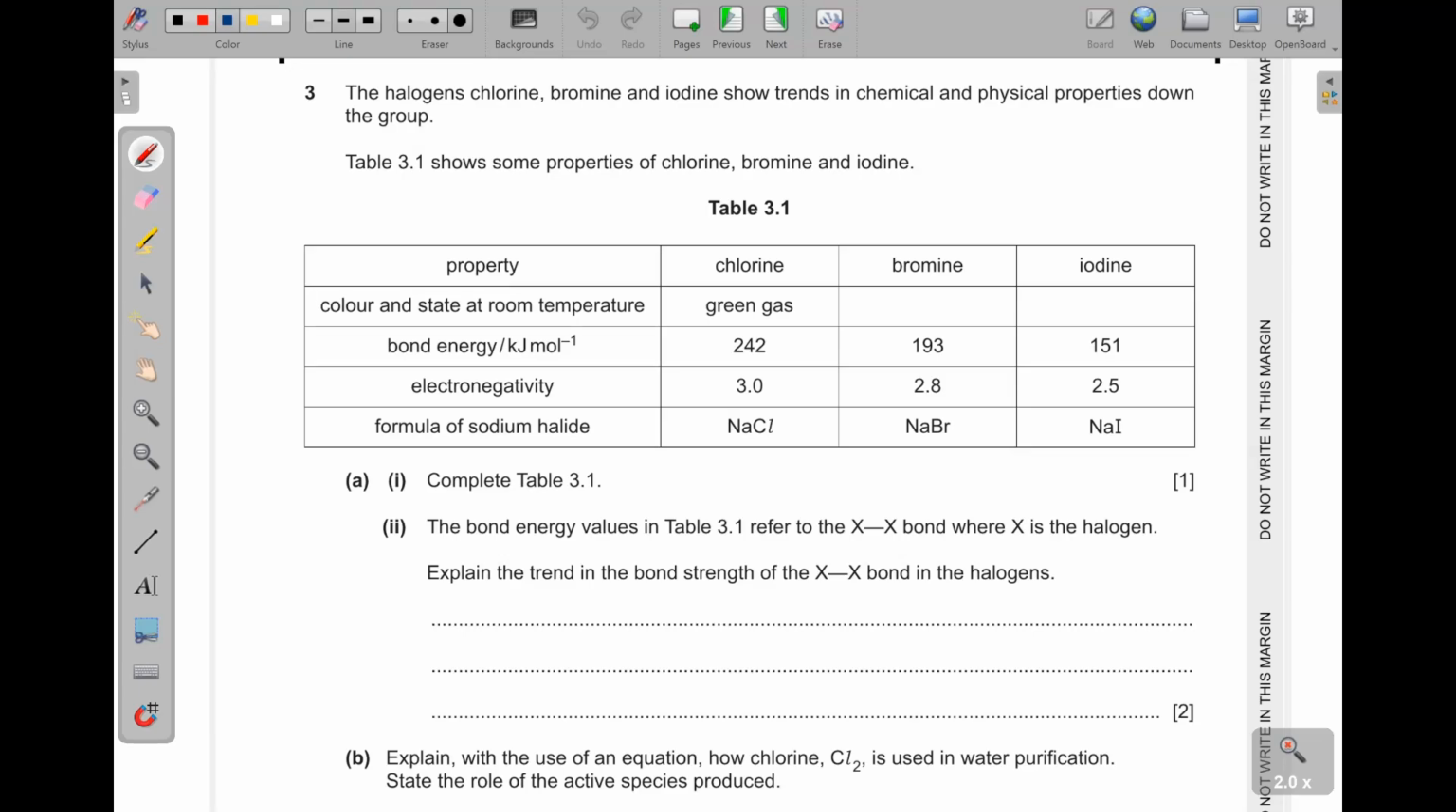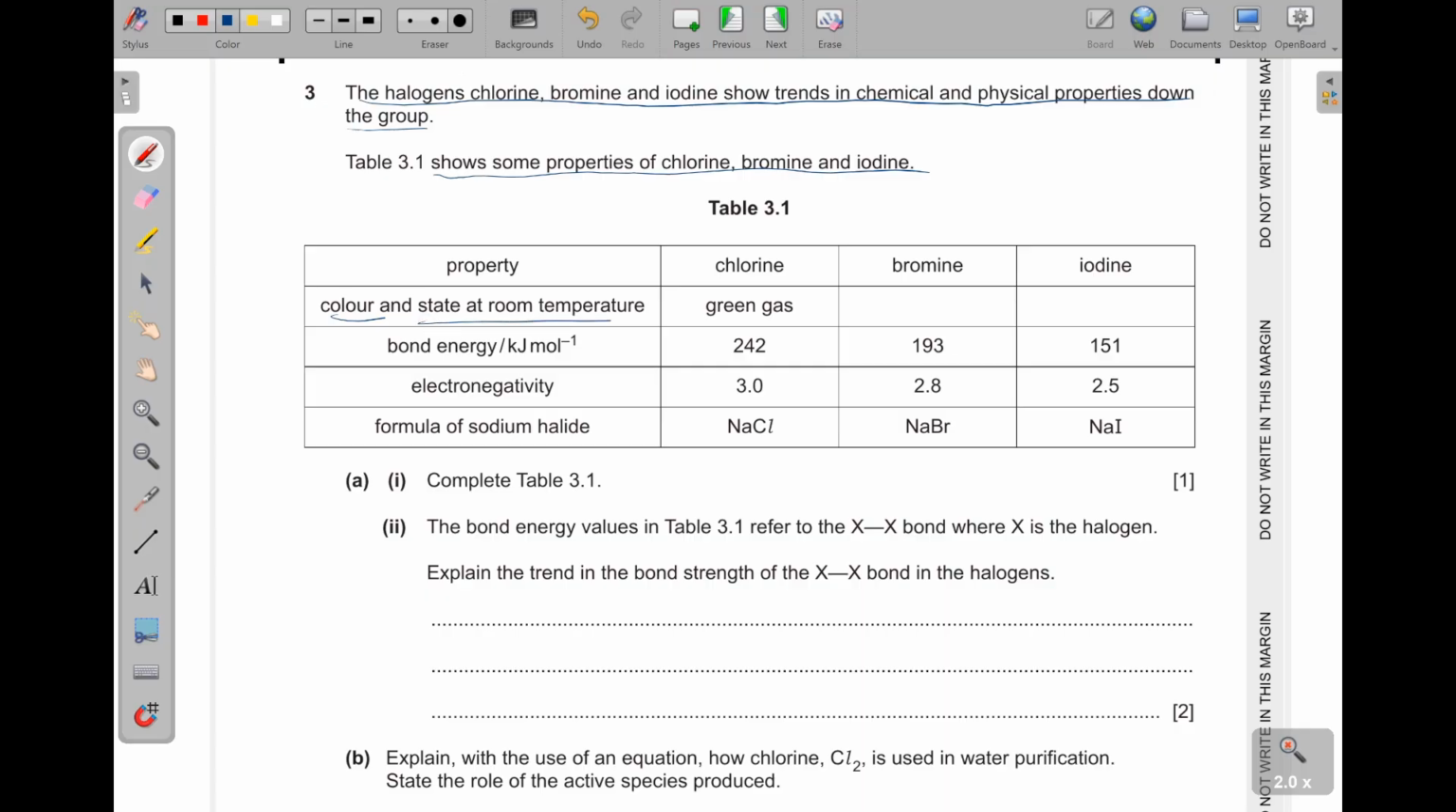Question 3, this part is coming from group 17. The halogens chlorine, bromine, and iodine show trends in chemical and physical properties down the group. The table here shows some properties of chlorine, bromine, and iodine.